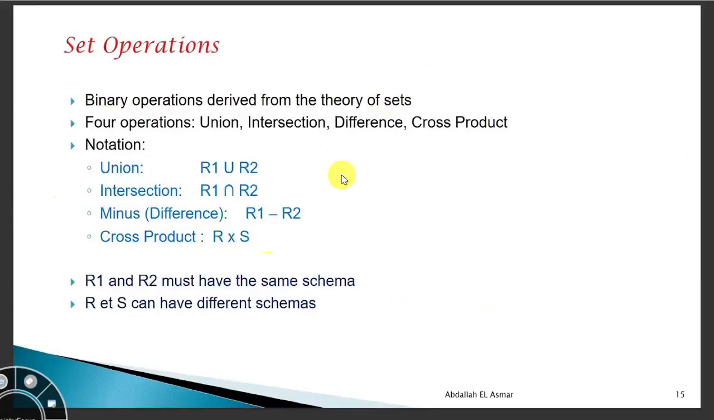Now we'll talk about binary operations. As we talked about yesterday, unary operations are selection, projection, and renaming. But for union, intersection, minus, and the cross product, we need at least two relations, R1 and R2, or R and S, to execute these operations.